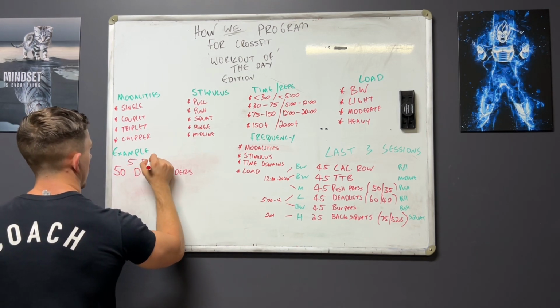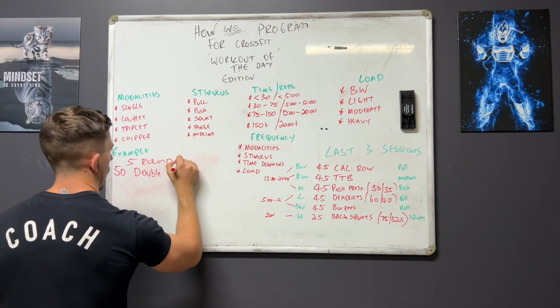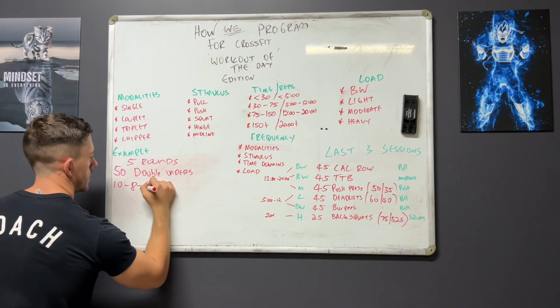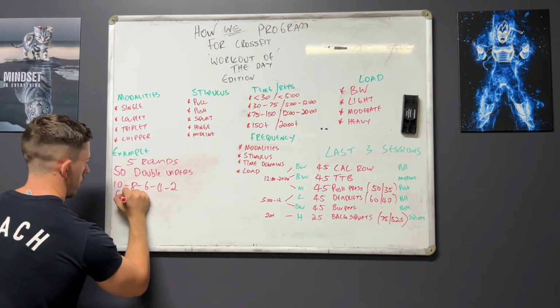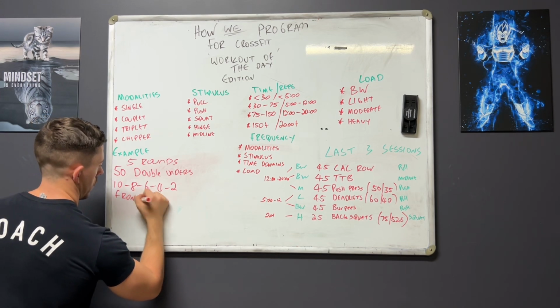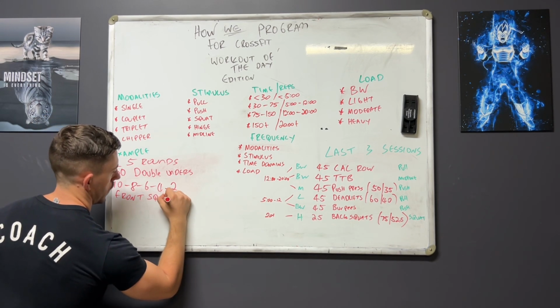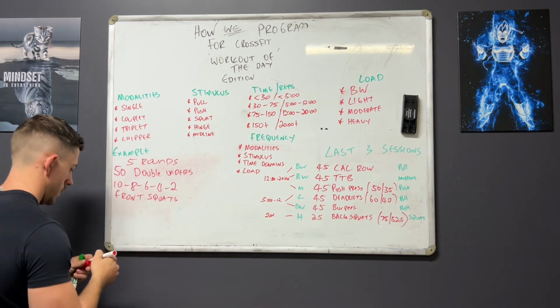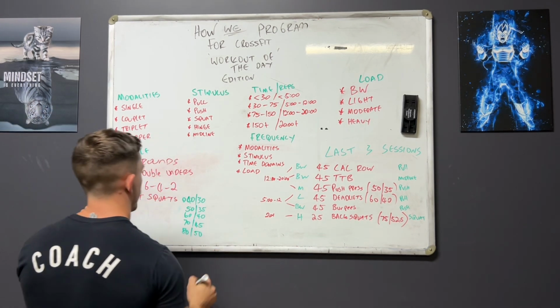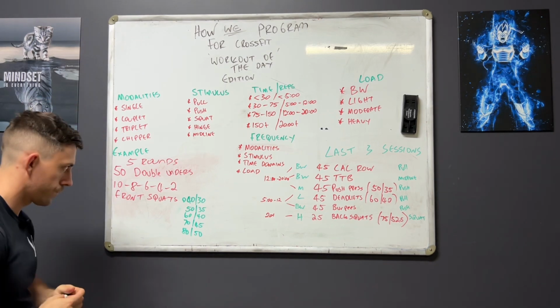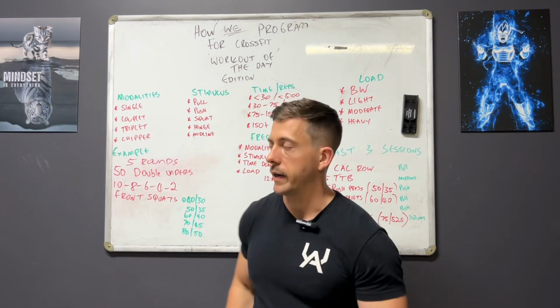5 rounds. 8, 6, 4, 2, front squats. I'm going to change my pens. 50, something like that. So a couple of things this workout will do well.